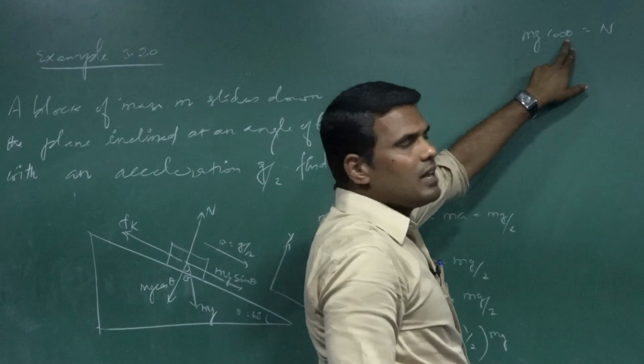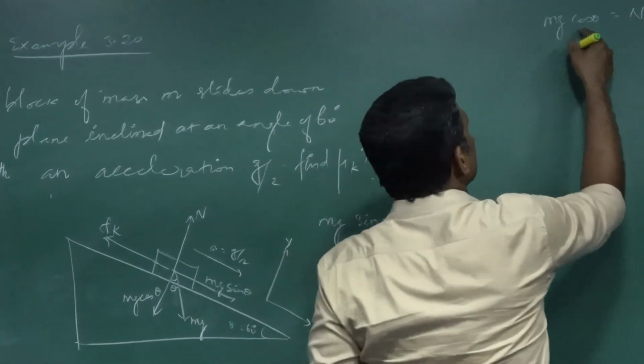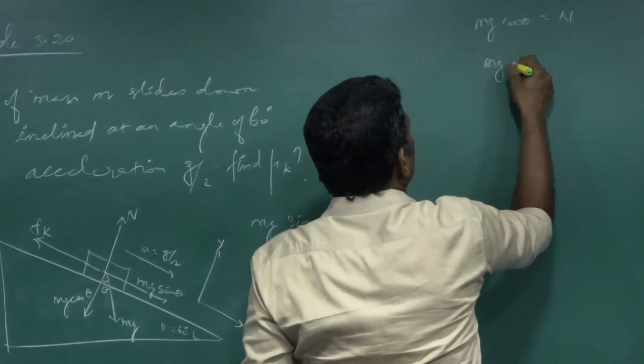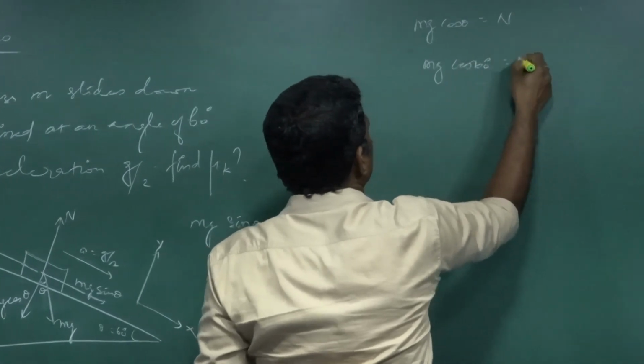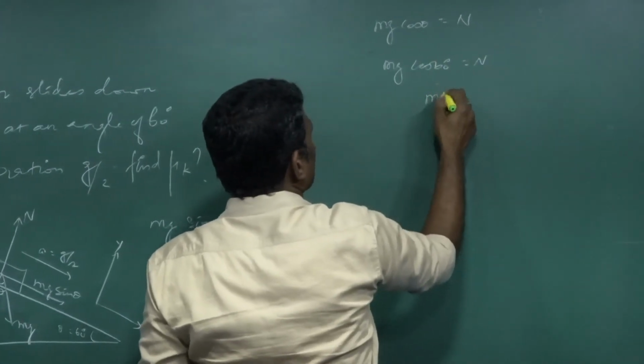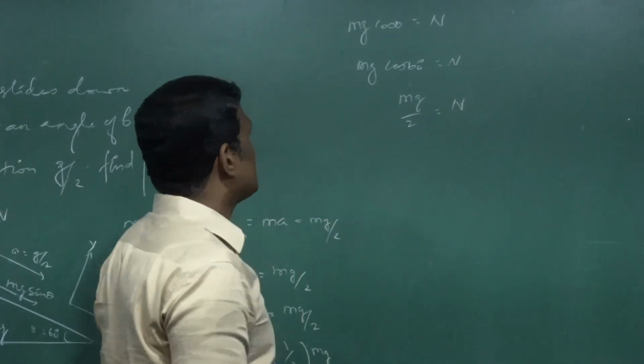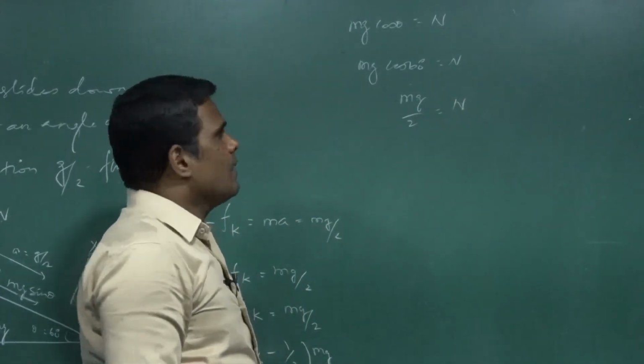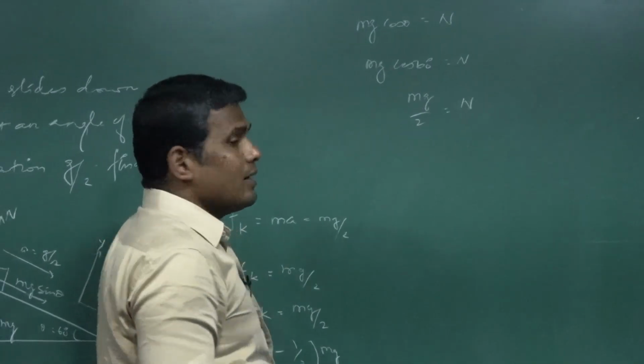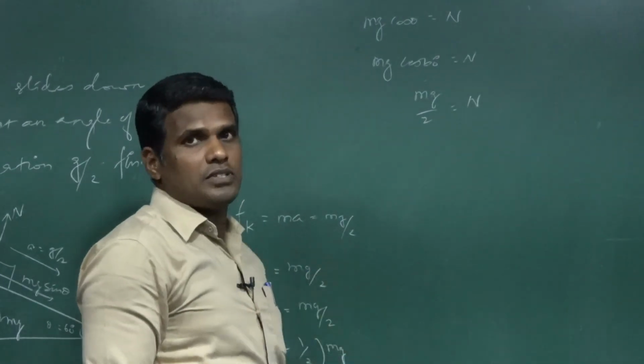What is cos of theta, or what is theta? 60 degree. So mg into cos 60 is equal to N. Cos 60 is 1 by 2. So mg by 2 is equal to N. Then you are asked to calculate the coefficient of kinetic friction.